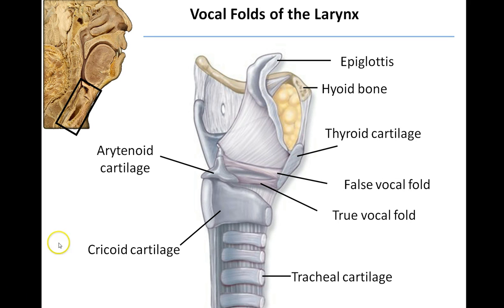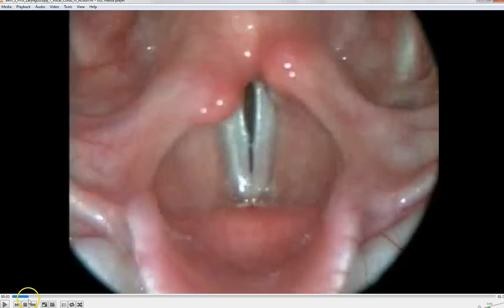I've got a little video that will run that will show you this cartilage structure here pivoting around, and you'll be able to see the vocal cords moving, the glottis, the opening of the larynx, getting wider and narrower as sound is produced. So it gives you a bit of an idea of how the system functions.